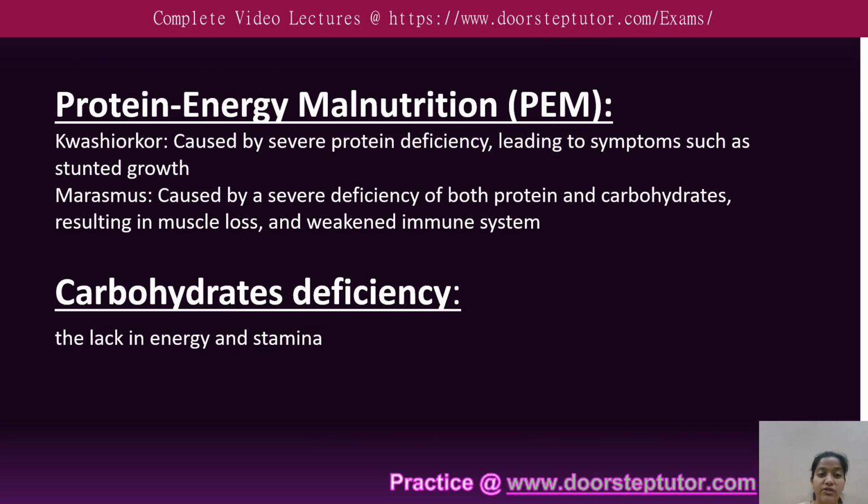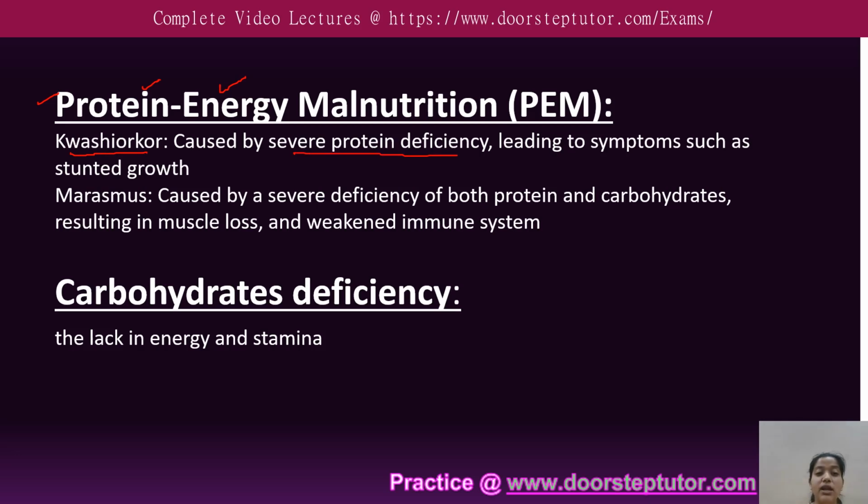When we talk about deficiency diseases, the first of its kind is protein energy malnutrition. This is also known as PEM. As the name suggests, protein energy malnutrition means the person or group of people are deficient in protein and energy, or maybe their body is deficient in protein. The first of its type is Kwashiorkor. Kwashiorkor is basically a severe protein deficiency.